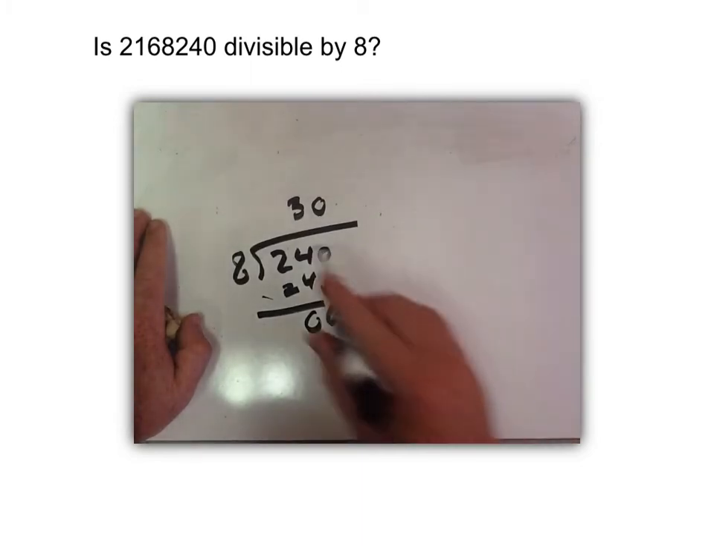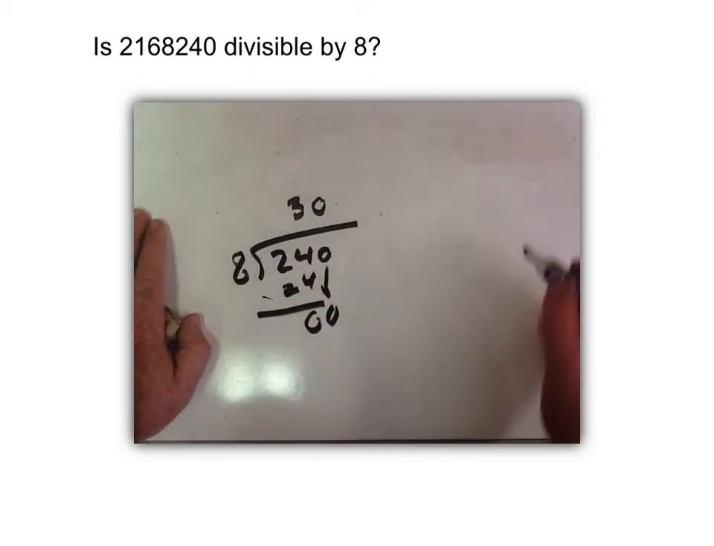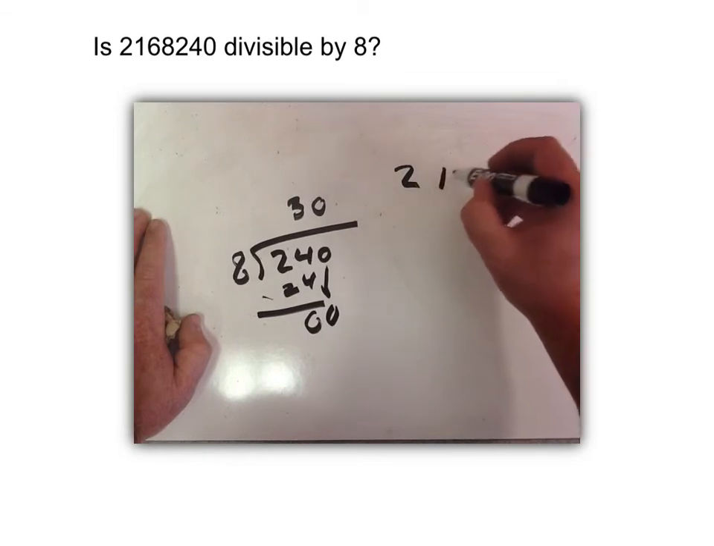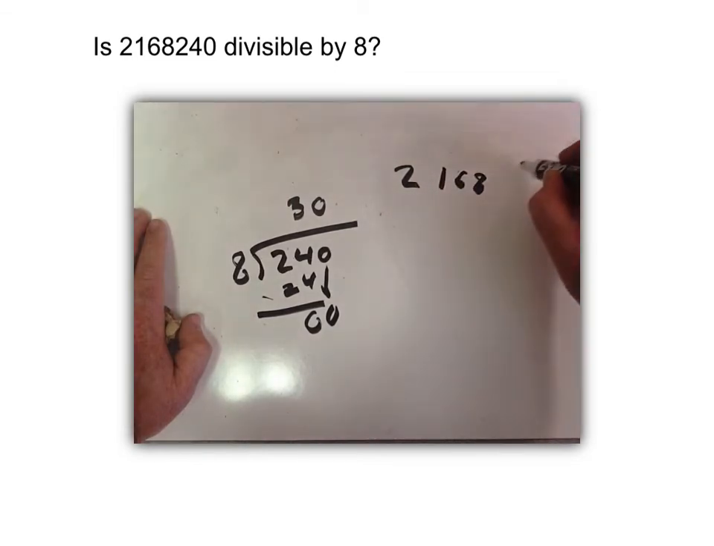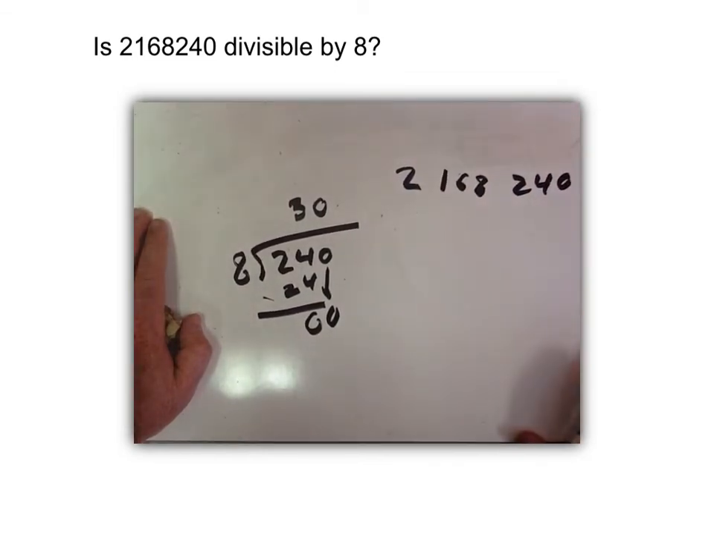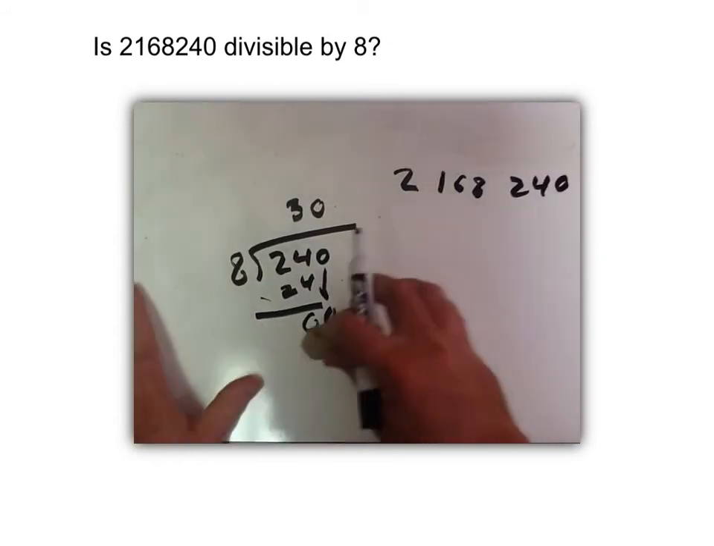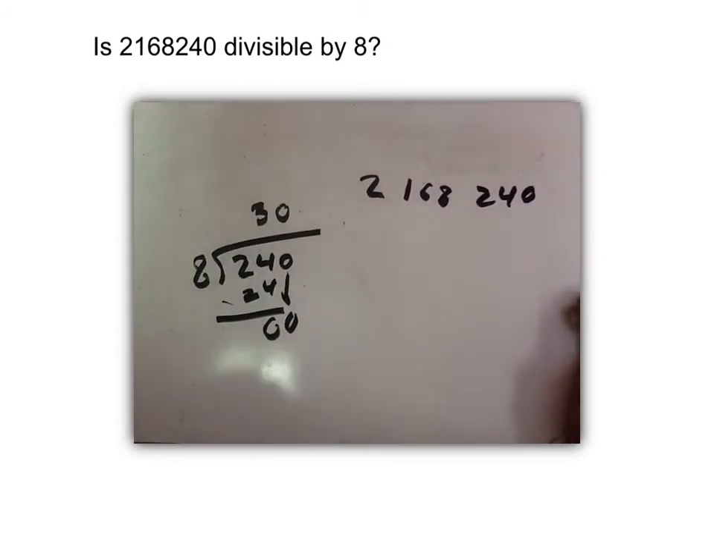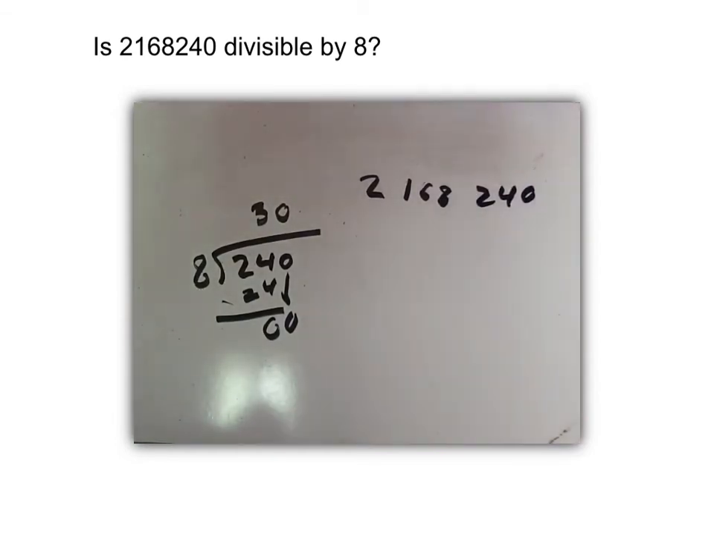So because 240 is divisible by 8, that means the whole number we started with, 2,168,240, is also divisible by 8. So like 4, there's a trick for 8 that doesn't require any division, and you might want to avoid long division, but this method is a lot simpler. So this is the method to start with. If you feel really comfortable with this, ask me in class, and I'll teach you the tricky method that doesn't require division.